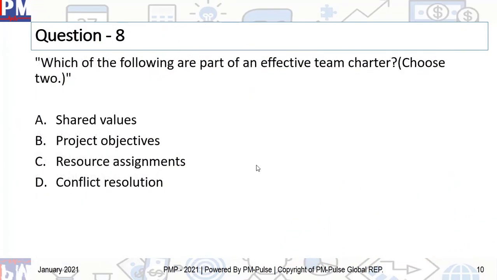All right, let's move on to question number 8. Which of the following are part of an effective team charter? Choose two. A. Shared values. B. Project objectives. C. Resource assignments. And D. Conflict resolution.